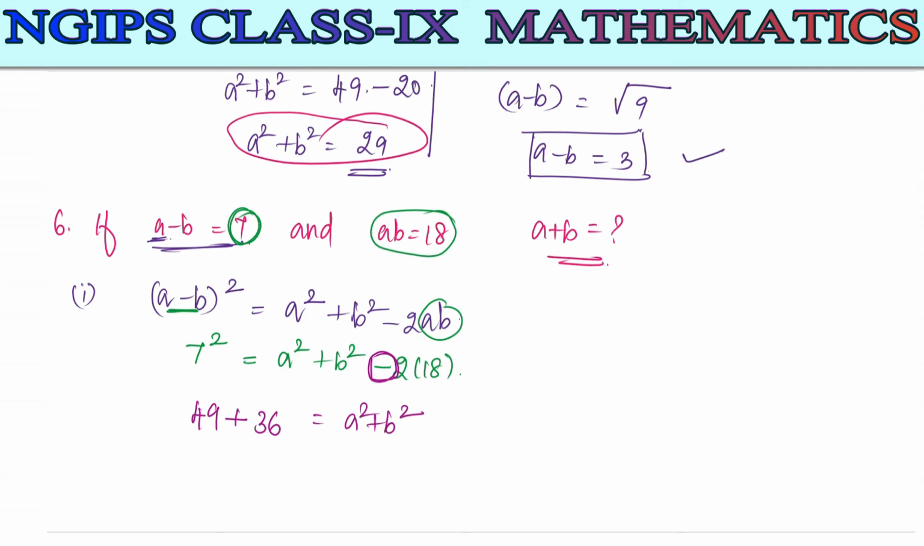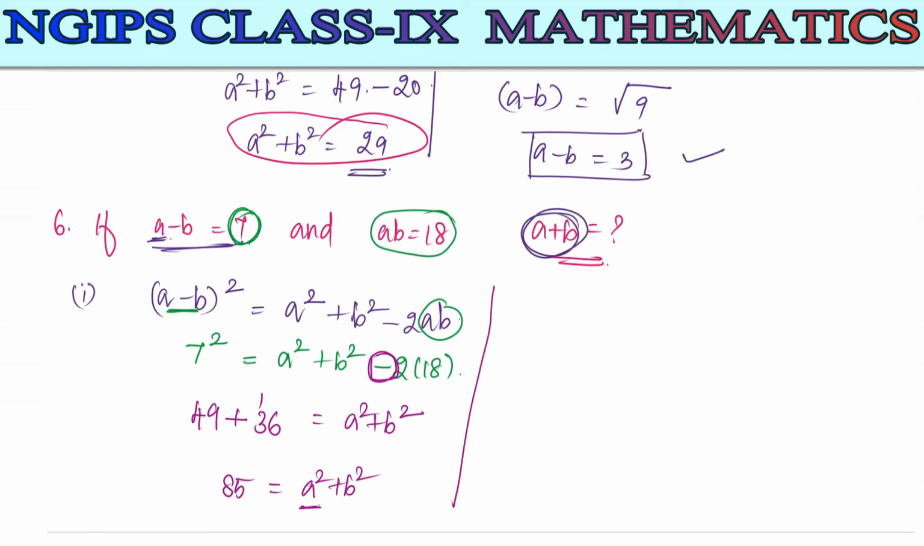So when you add this, 9 plus 6 is 15, 5 remainder 1, 4 plus 3 is 7, plus 1 is 8. So 85 is equal to a square plus b square. Okay, we found here a square plus b square. We need to find the value of a plus b.